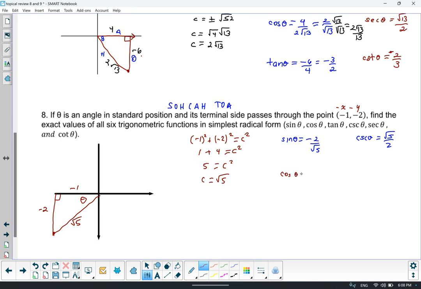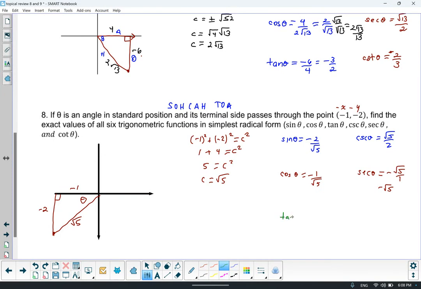Cosine is adjacent over hypotenuse. So secant is negative rad 5 over 1. But when something's over 1, just when one's in the denominator, you would not write it. And then finally, we want to do tangent.